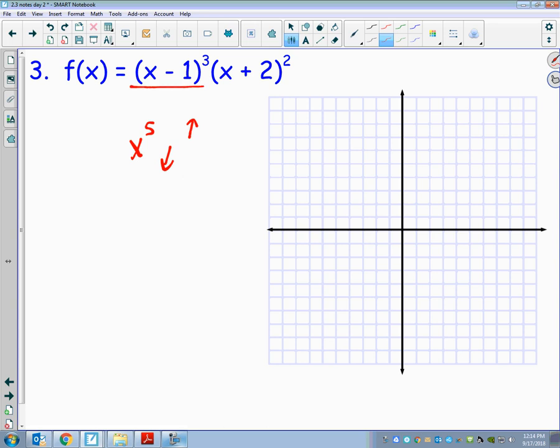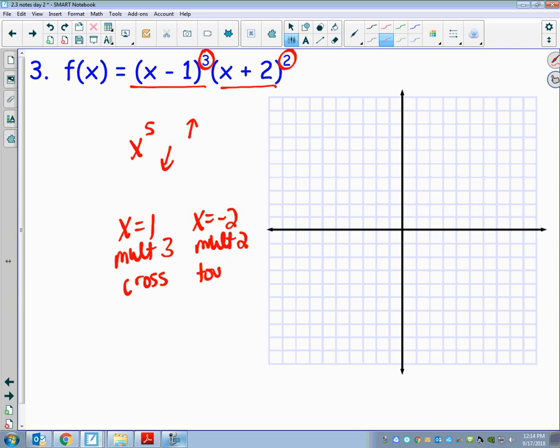What else do I know about the zeros? Well, if I set that equal to 0, I'm just going to get x equals 1. Multiplicity of 3. And since that's odd, I know it's going to cross the x-axis there. If I solve this one, I'm going to get x equals -2 with a multiplicity of 2, because that's the exponent, which means it's just going to touch. It shouldn't cross the x-axis.